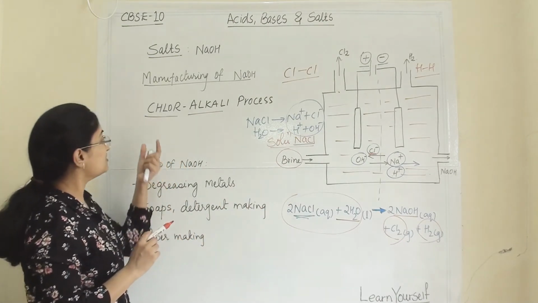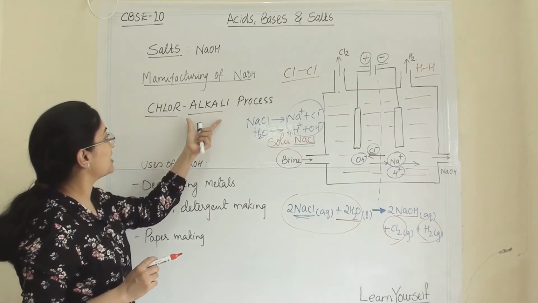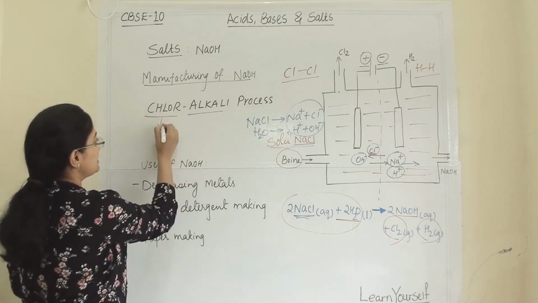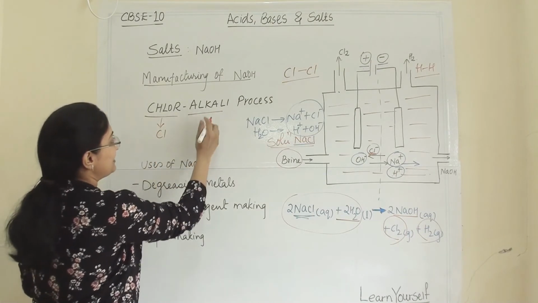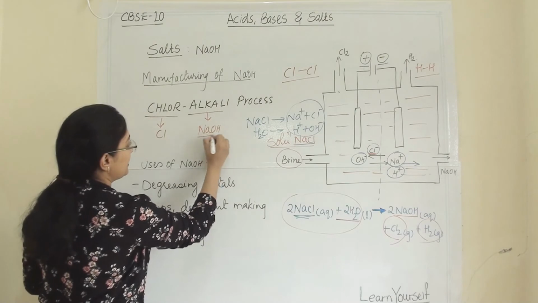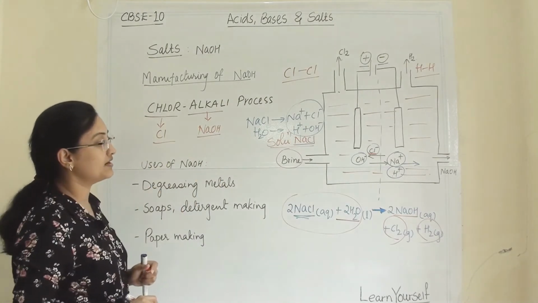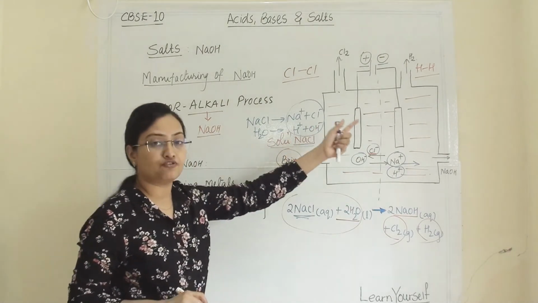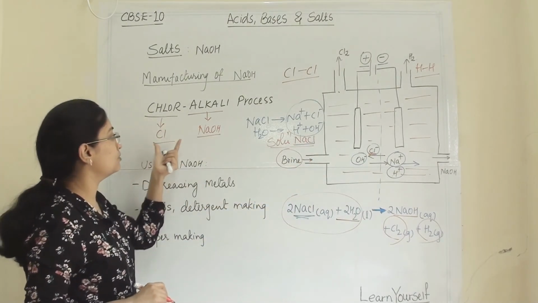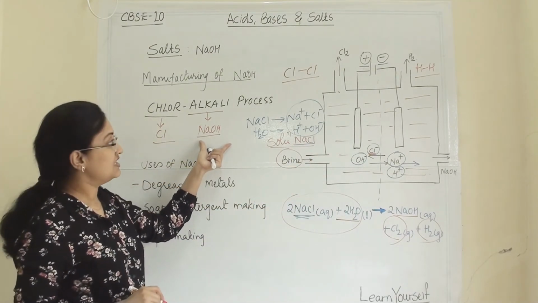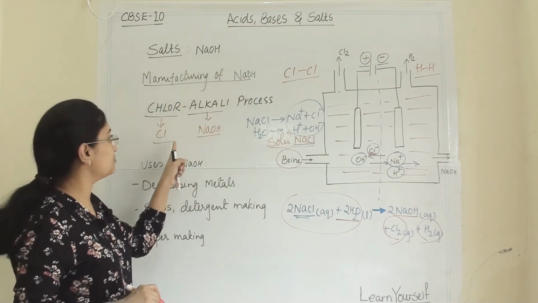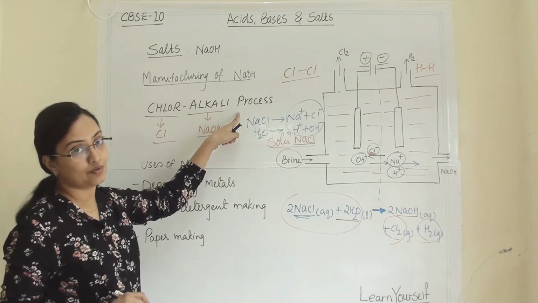Now this process is also known as chlor-alkali process. Why? Because chlor is suggesting chlorine and alkali is suggesting whatever we are getting, NaOH. These two important products we are getting from this process. So we term this process as chlor-alkali process. This is a manufacturing process of sodium hydroxide and it is also known as chlor-alkali process.